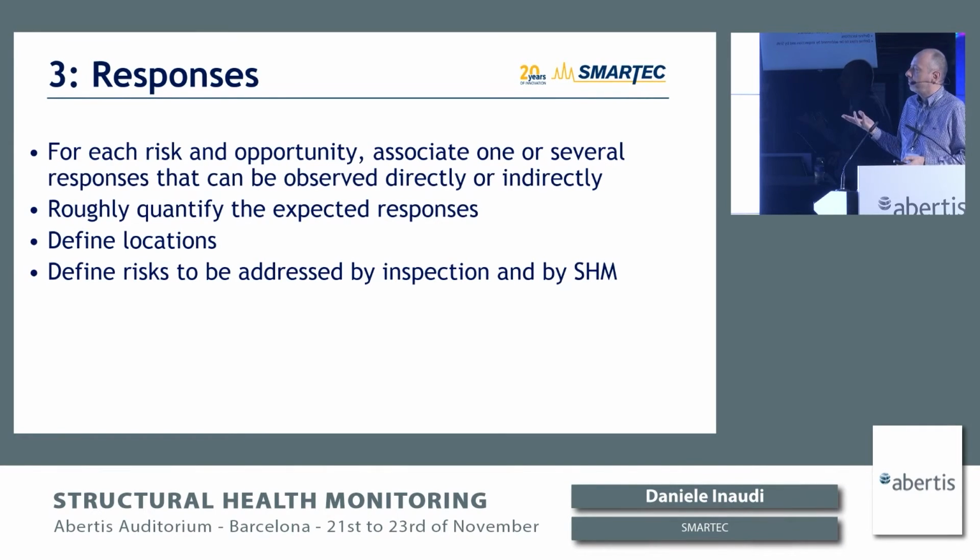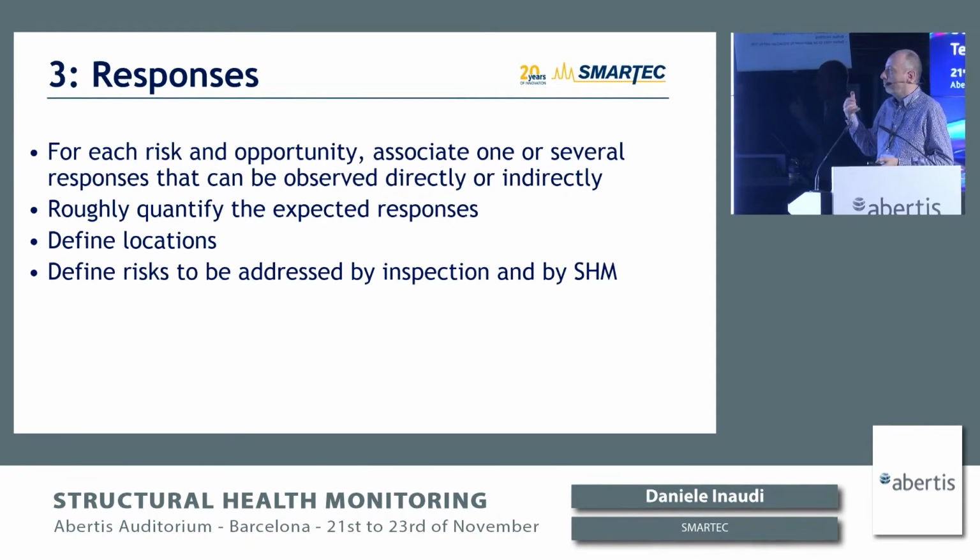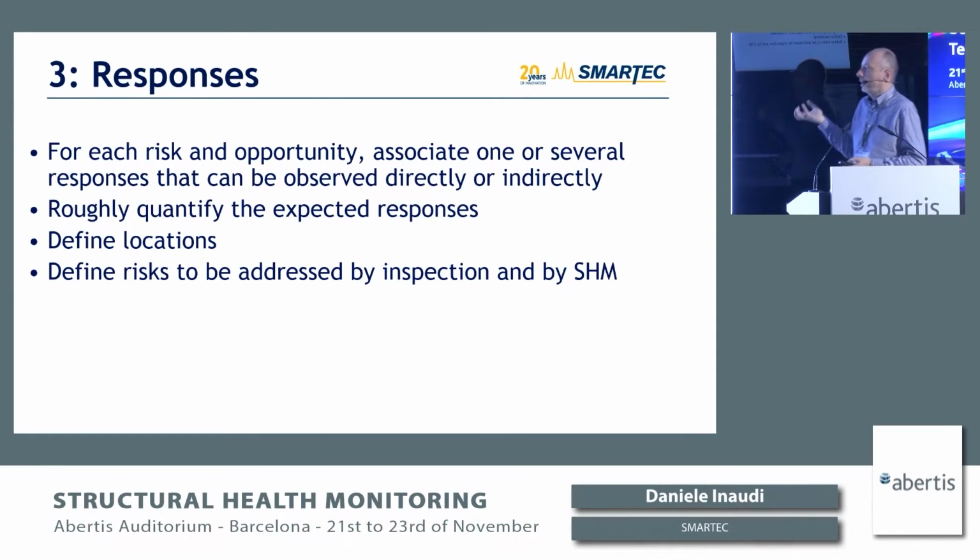Once you have that in mind, you need to understand how this risk would become apparent. So how do you measure or observe the onset of that risk? Some cases are very direct. For example, if you're afraid of a crack appearing, then you can observe the crack directly, maybe. But in other cases, it might be indirect. For example, if you have a settlement or if you have corrosion, maybe you have to look at something else to identify the onset of that particular risk.